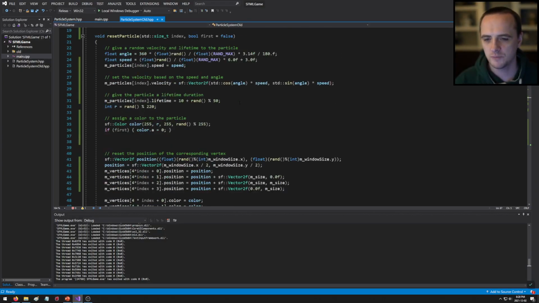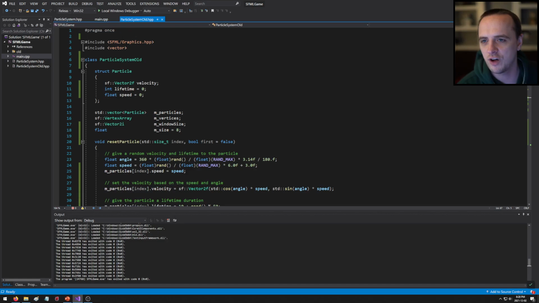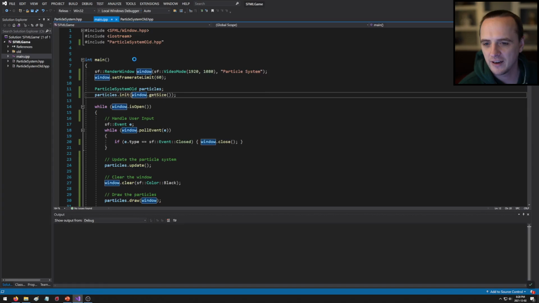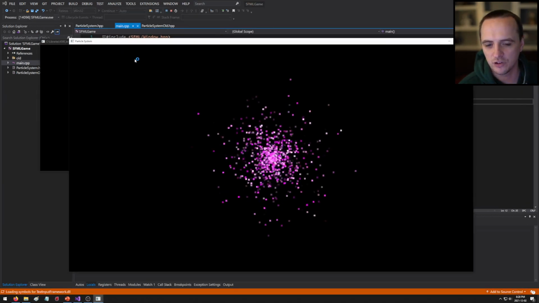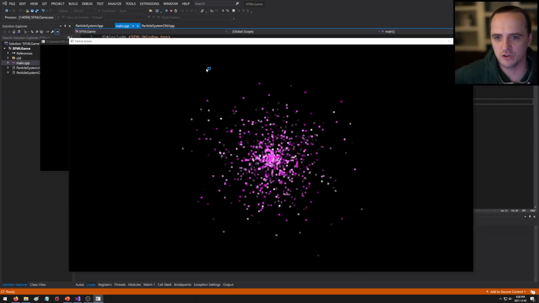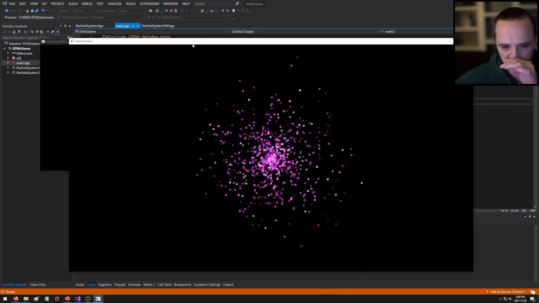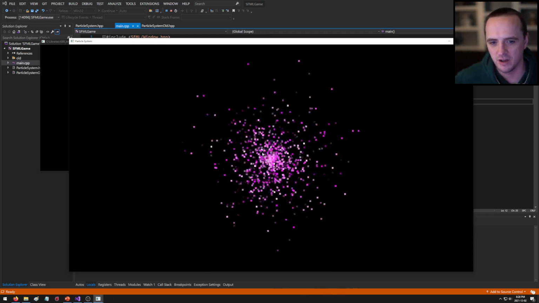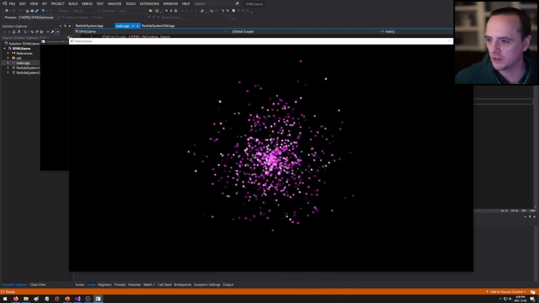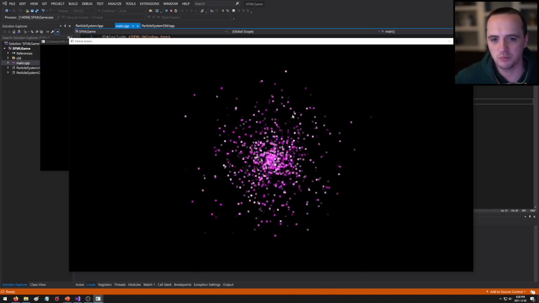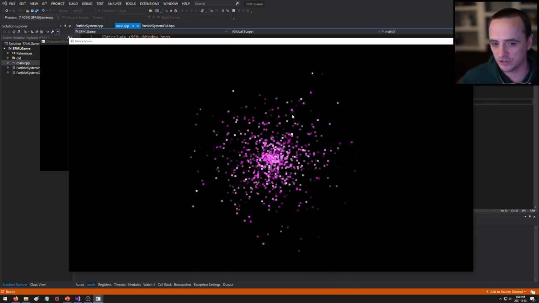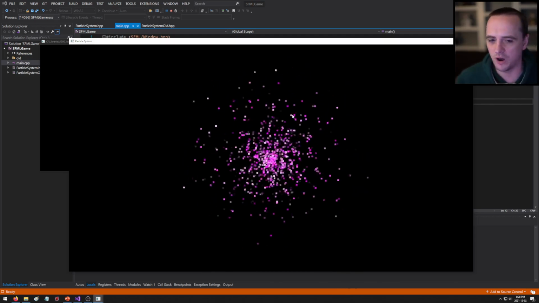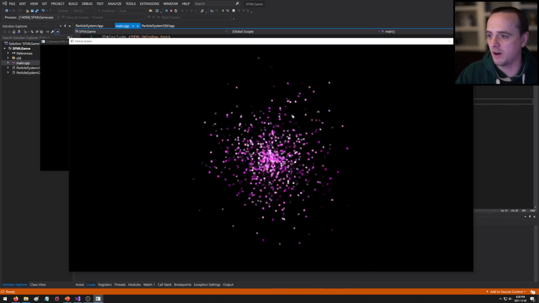So here we are in Visual Studio. I have already implemented a particle system to make sure it works, and let me just run this. Here's a particle system that I created in like 15 minutes. We can see that we've got one little spot in the middle where all the particles are coming from, and all these particles are going out in random directions with random speeds. Then they disappear after a little while and they respawn back at the beginning.